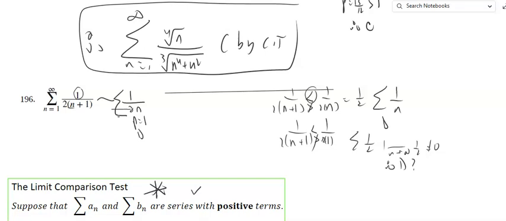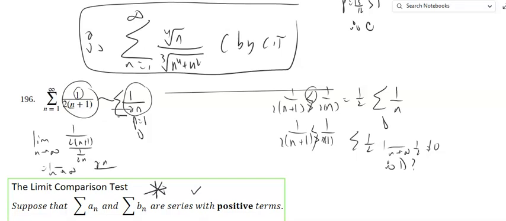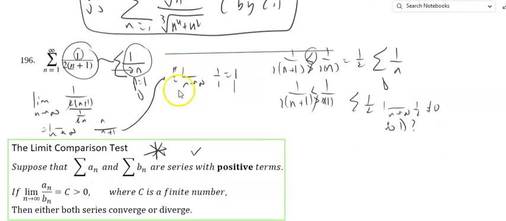Then what you do, you take the limit of the sequence. You take the limit as n approaches infinity. It doesn't matter which order you put this in. Limit as n approaches infinity, multiplying by the reciprocal, that is n over n plus 1, by L'Hopital, limit as n approaches infinity of 1 over 1, which equals 1.